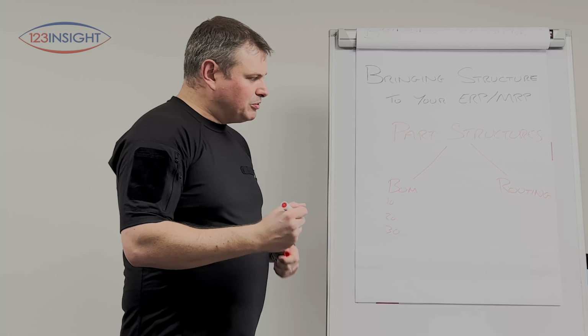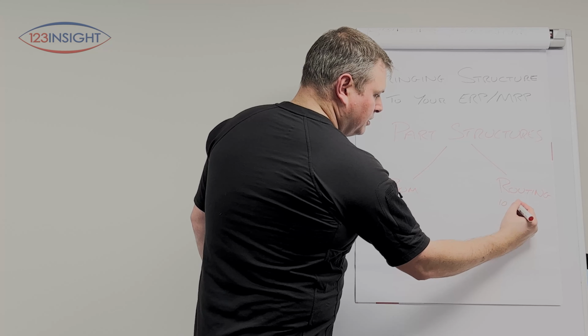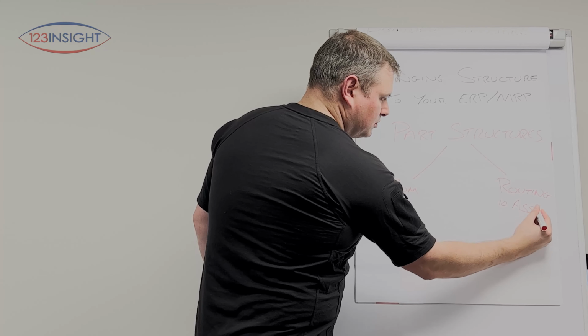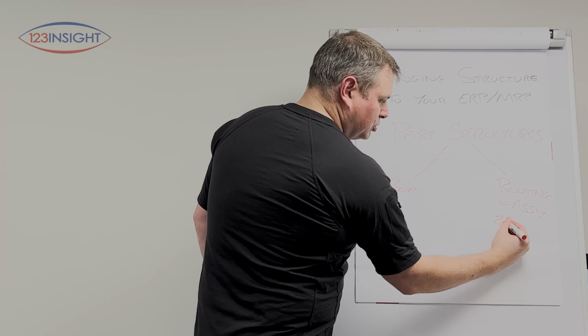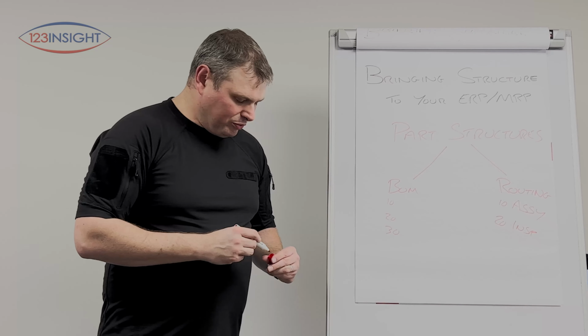So the routing is the steps that you go through. For example here, I could say that my first operation is some assembly, and then my second operation is some inspection. So I do my assembly and then I do my inspection.